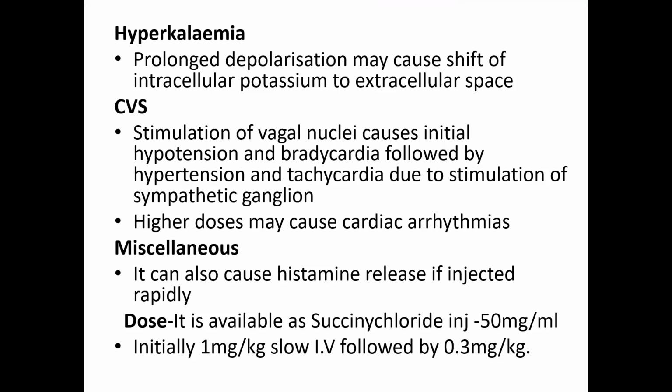And the miscellaneous actions are, it can also cause histamine release if injected rapidly, and this causes hypotension. If it is injected slowly, it won't cause histamine release. And the dose of succinylcholine: it is available as succinylcholine chloride injection, 50 milligrams per ml, and the initial dose is 1 milligram per kg body weight. If we have to prolong its actions, we give it by slow IV at 0.3 milligrams per kg body weight.